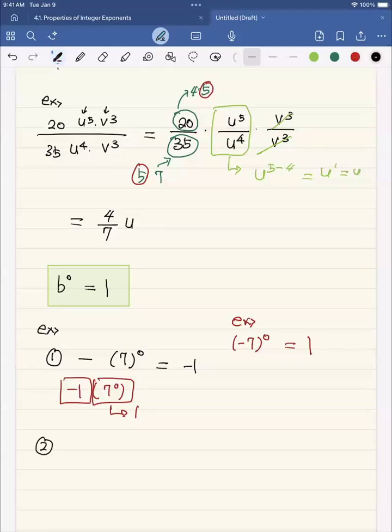The second problem is 2 times negative 1 over 3 to the 0 power. Then two numbers are multiplied, so 2 times this part is 1. So 2 times 1, which is 2.